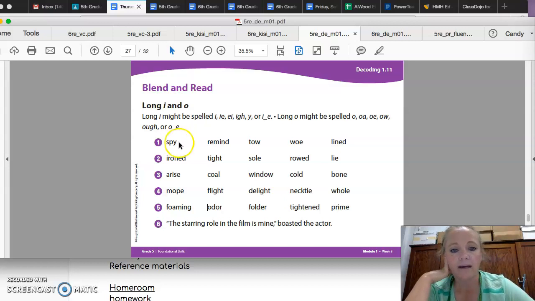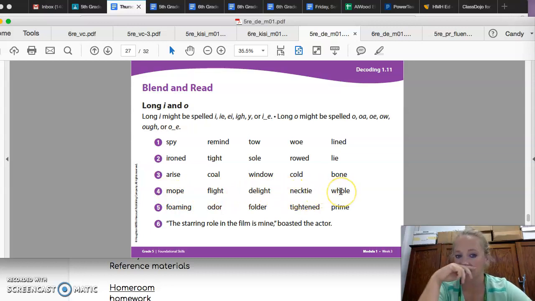So in line 1, we have spy, remind, toe, woe, lined. And you can see that 3 of them have a long I sound, spy, remind, and lined. And 2 have long O, toe, and woe. Line 2, ironed, tight, soul, road, lie. Line 3, arise, coal, window, cold, bone. Line 4, mope, O consonant E, flight, delight, necktie, and hole. And line 5, foaming, odor, boulder, tightened, prime.